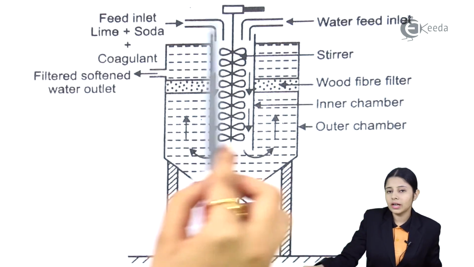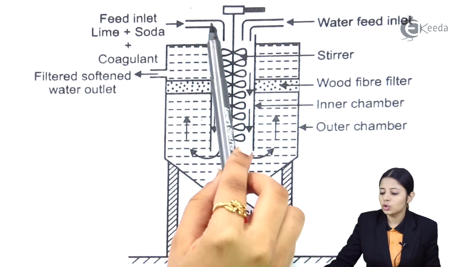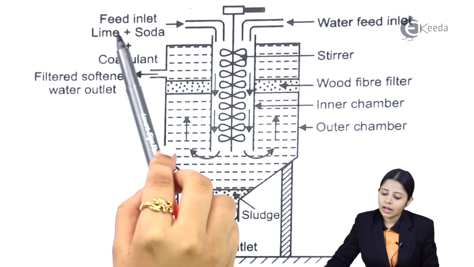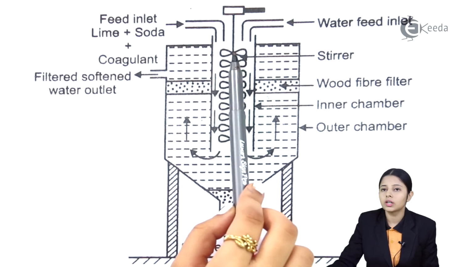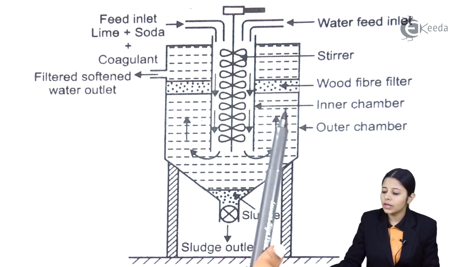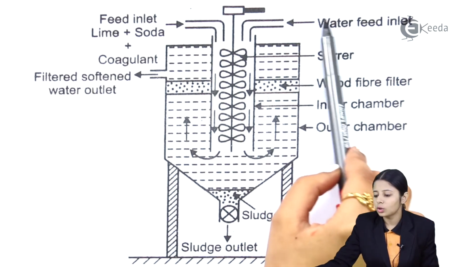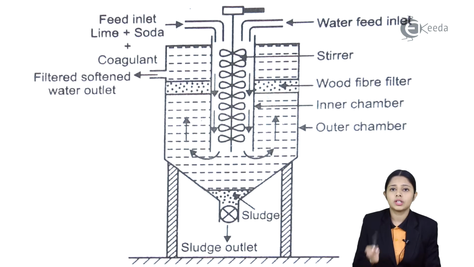So over here I have the entire diagram. It consists of a tank. This tank has two inlets at the top. The first inlet is for the lime, soda and coagulant. These things are fed into the inner vertical circular chamber of the entire tank. Along with this, the water is also fed. Now this water is the impure water or the hard water which needs to be purified.